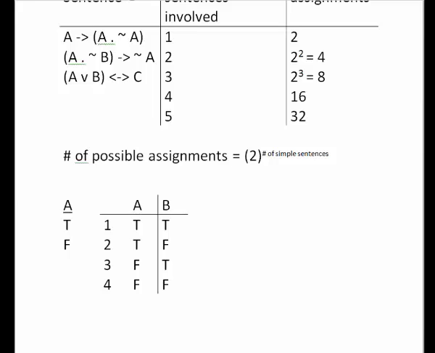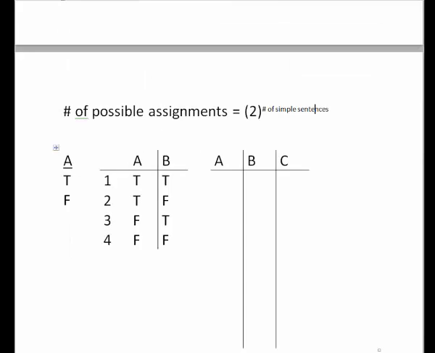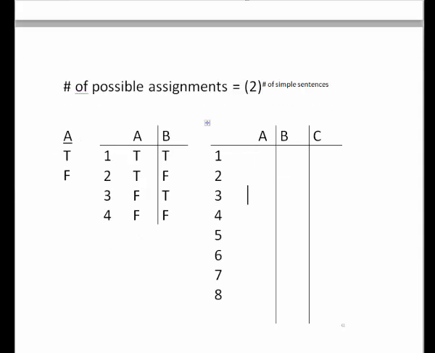Now, if we're dealing with 3 simple statements, so we have an A, a B, and a C, then how many possible assignments do we have to deal with? 2 to the third, which is 2 times 2 times 2, which is 8. And in order to cover all of our possible assignments, we can use the same procedure. Let's start with the one on the right. Let's start with the C and alternate. So we'll do true, false, true, false, true, false, true, false.